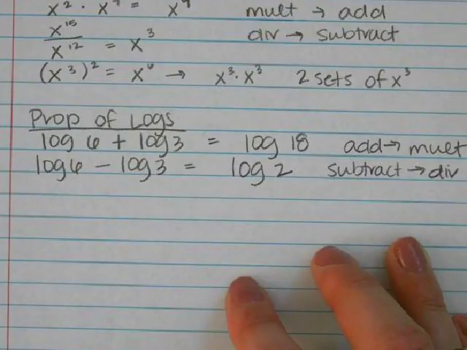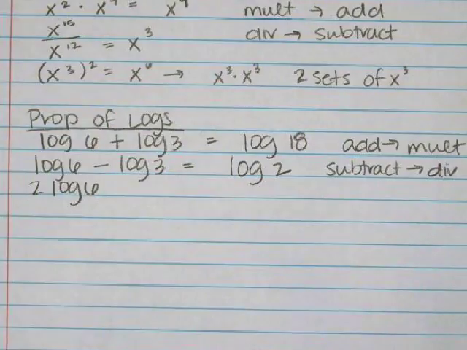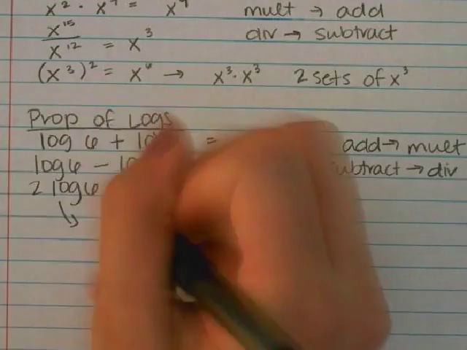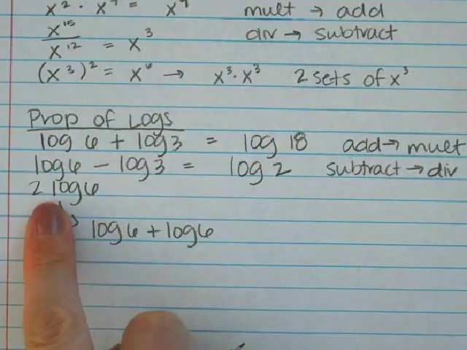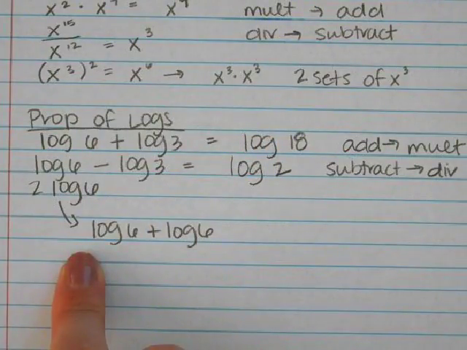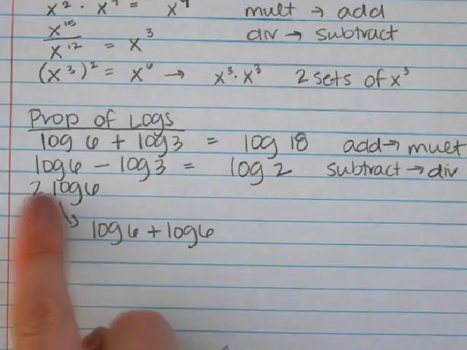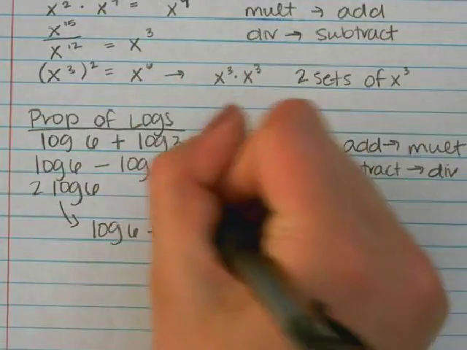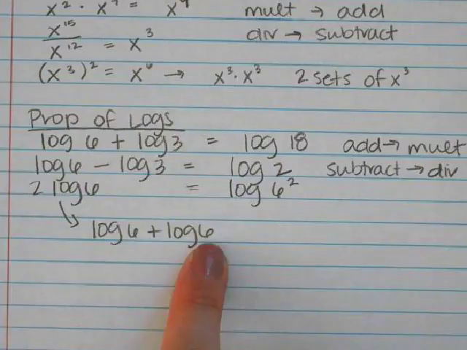All right, and then the last one is 2 log 6. And 2 log 6 is really saying log 6 plus log 6. It's saying that you have 2 sets of log 6. So before, it's kind of similar to this. Remember this said it was 2 sets of x to the third. This is telling us 2 sets of log 6. And so this is actually log of 6 squared. And that's because you would multiply these. 6 times 6 is 6 squared, or else you could say 36.